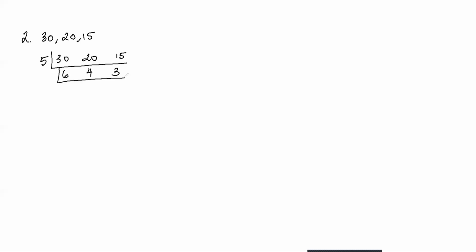Now, if you look at our next layer, 6 and 4 have a common factor of 2. But 6 and 3 have a common factor of 3, and 4 and 3 don't share any factors. So in order to take something out here, we need a common factor with all 3 of them. So since there's nothing to do here, we're going to take the only number that we have on the outside, and our greatest common factor is 5.